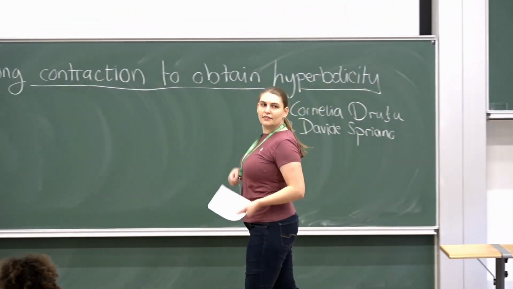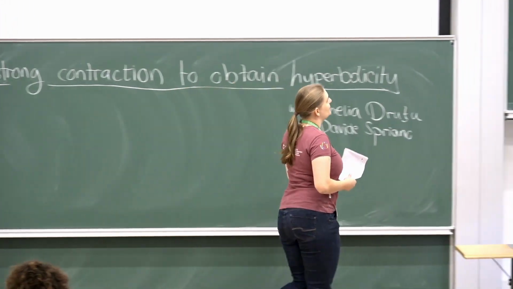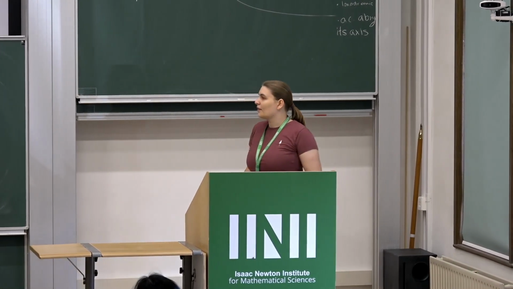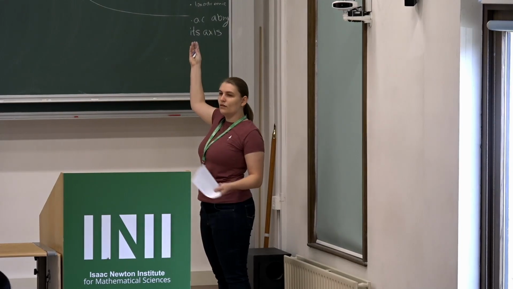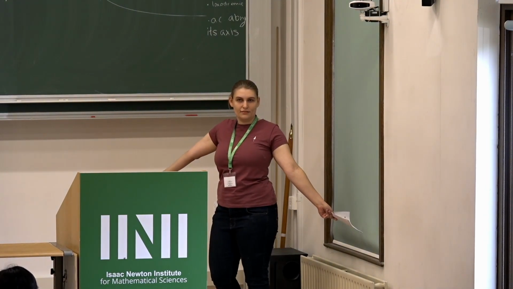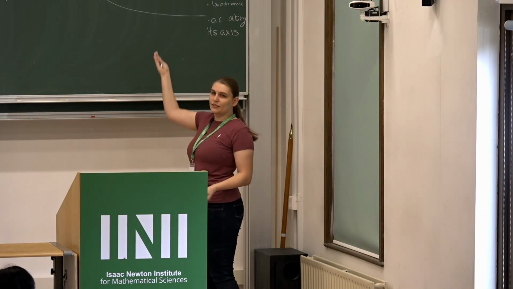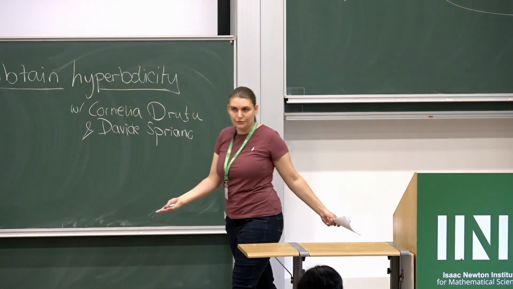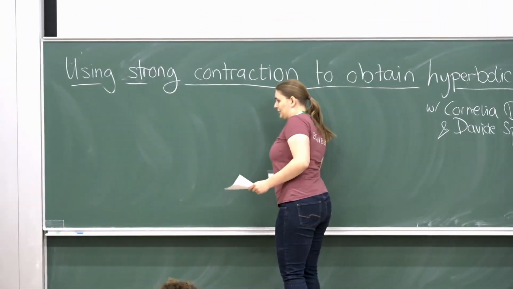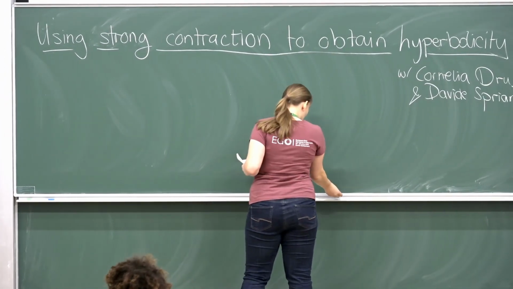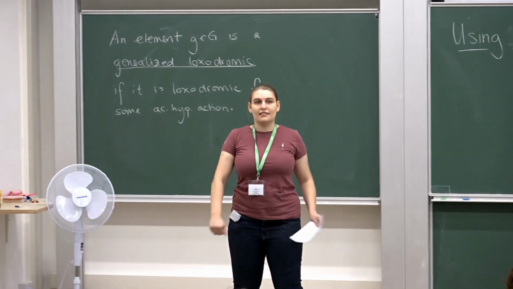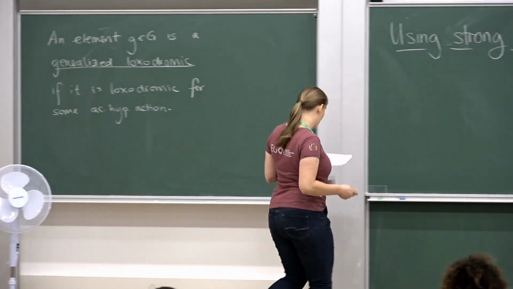So if we want to understand which groups admit such a universal WPD action, one thing we might try to do is understand, well, if we have a group, what are our generalized loxodromics? Because if you don't know that, it might be hard to find a universal WPD action, let alone prove that it is a universal WPD action. Luckily, there is work from Bestvina, Bromberg, Fujiwara, and Sisto that helps us greatly in this regard.